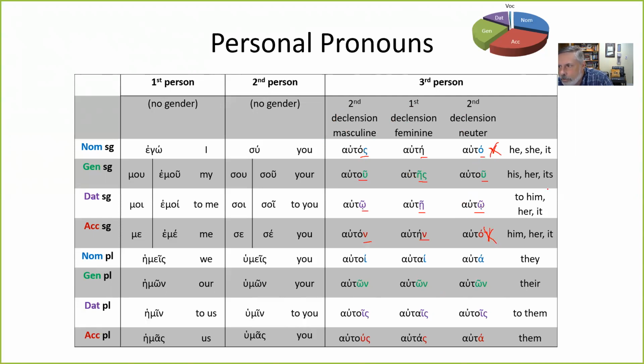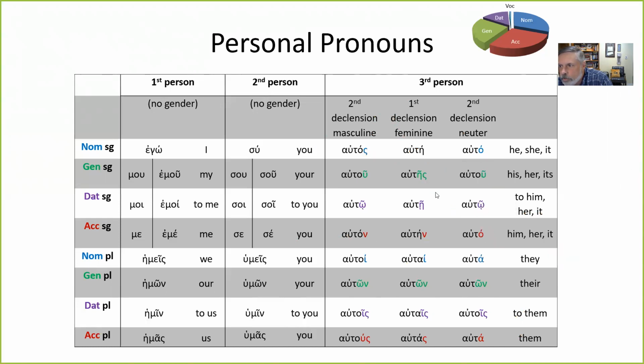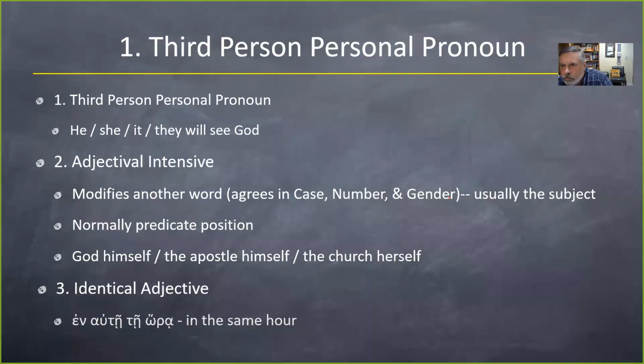Second declension masculine, first declension feminine, second declension neuter. There's almost nothing new. So he, she, it, his, her, its, to him, with him, in him, and him, her, or it is my accusative. They in the plural, their in the plural genitive, to them, with them, in the dative plural, and them in the accusative plural. So nothing new to learn. You should not have any trouble with this because it follows the same patterns as all our nouns and as our article, all of which you should be reasonably comfortable with, at least by now.